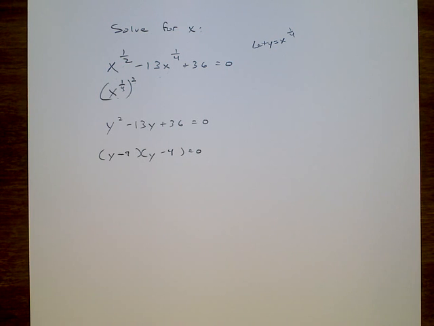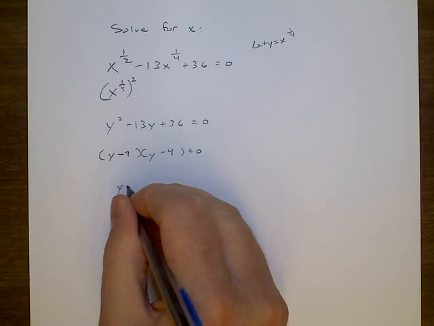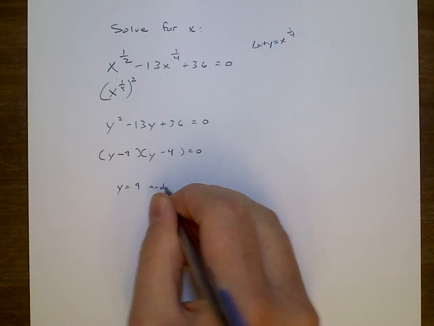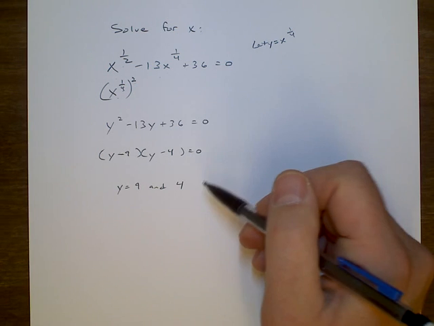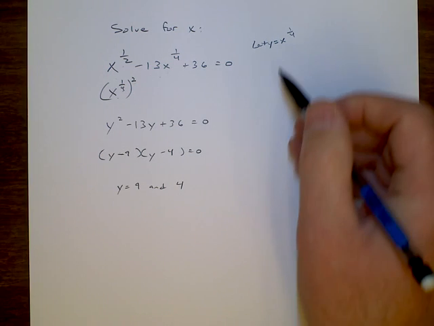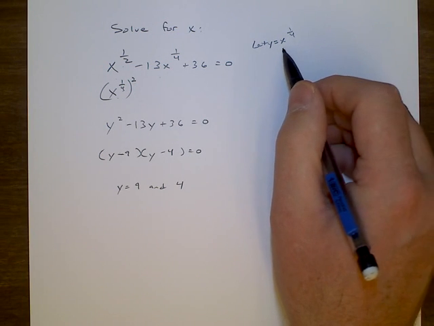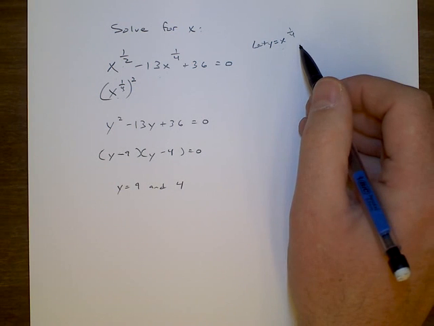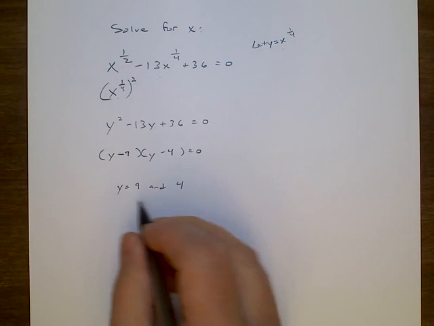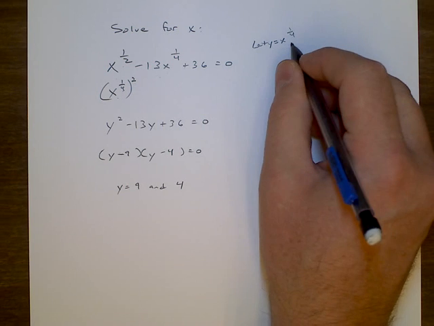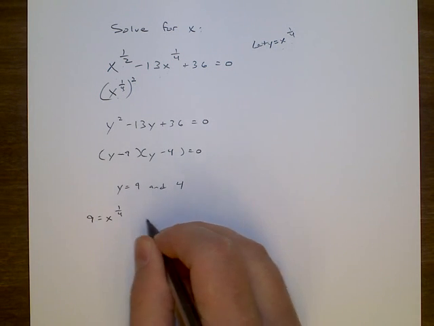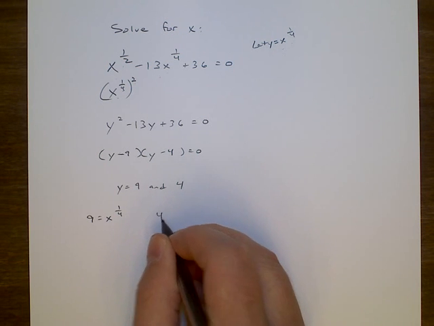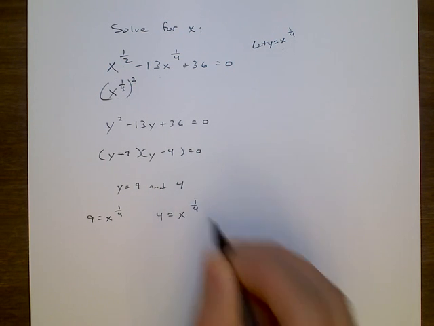So we want to set both those equal to 0, and y comes out to be 9, and y comes out to be 4. Okay, but those are not our answers because we don't want to know what y is, we want to know what x is. So now we have to resubstitute those back in, and so instead of y equal x to the 1/4, I'm going to say 9 equals x to the 1/4, and 4 equals x to the 1/4.